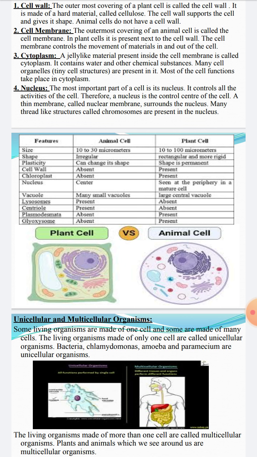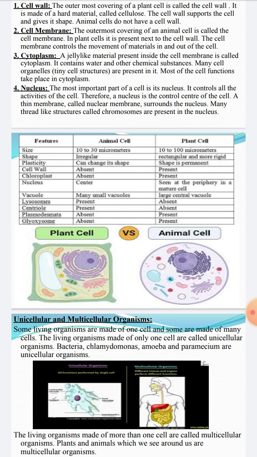Nucleus. The most important part of a cell is the nucleus. It controls all the activities of a cell. Therefore, it is called the control center of the cell. A thin nuclear membrane surrounds the nucleus and many thread-like structures called chromosomes are present in it. Chromosomes pass on the characteristics of the cell to the new cell. The number of chromosomes is fixed in every cell. A human cell has 46 chromosomes.